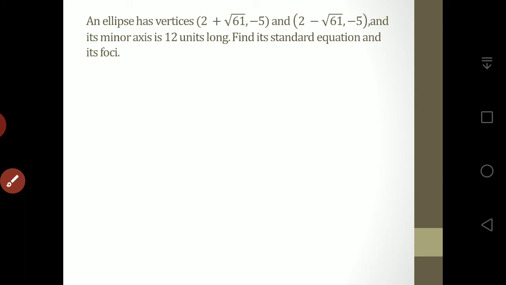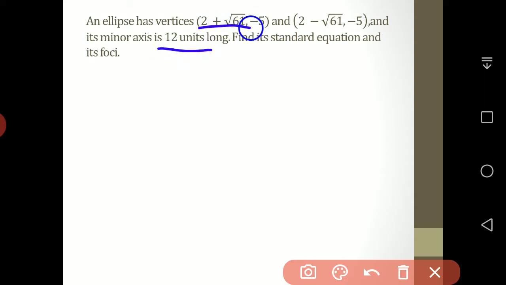Now there's something different. An ellipse has vertices (2 plus square root of 61, negative 5) and (2 minus square root of 61, negative 5), and its minor axis is 12 units long. Find its standard equation and its foci. What things can we get from this? First, we already know the vertices. So the vertices are right there.